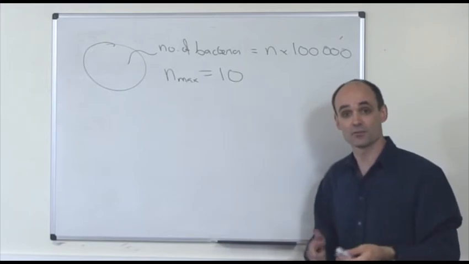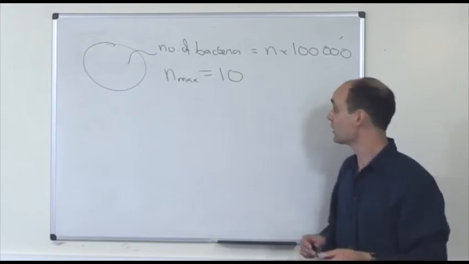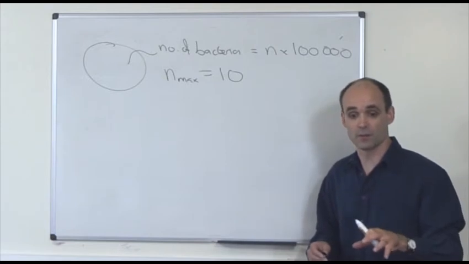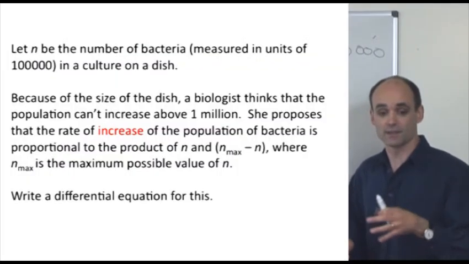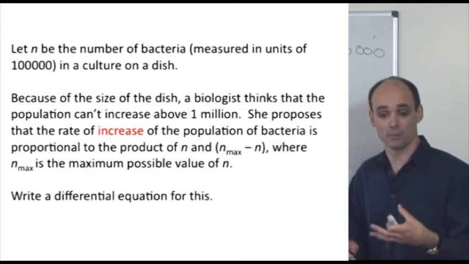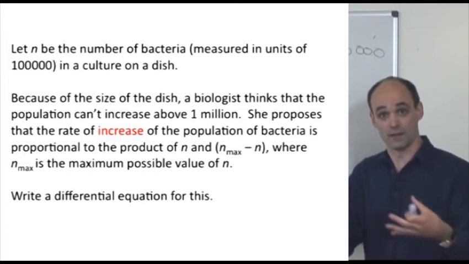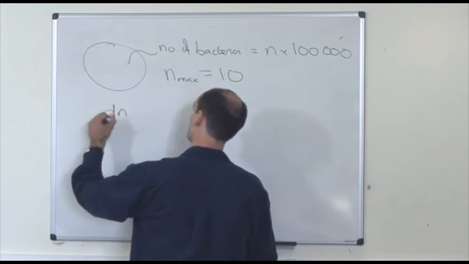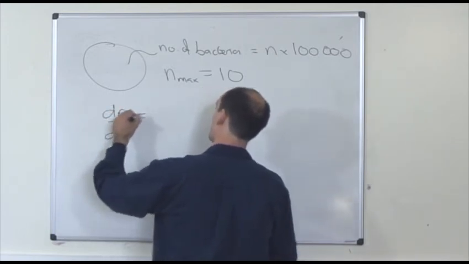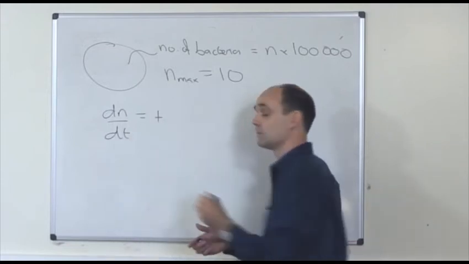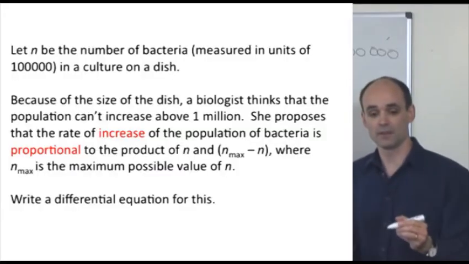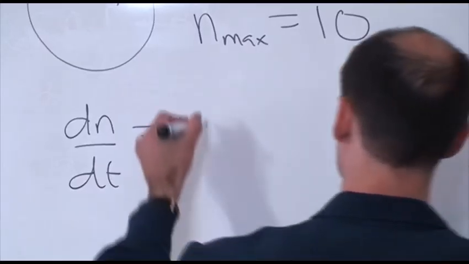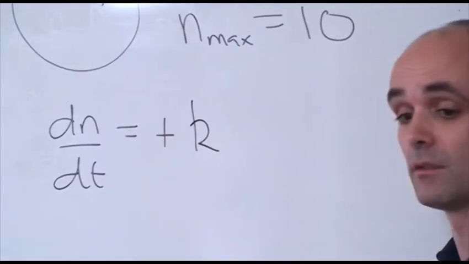Okay, now we get to trying to write down a differential equation for this. And you should be able to spot some of those words I was talking about. So the first thing it says is the rate of increase of the population of the bacteria is something. So we should have dn by dt. It's an increasing quantity, so it needs to be a plus sign. The second thing is it says it's proportional to something. So we need to introduce a proportionality constant.